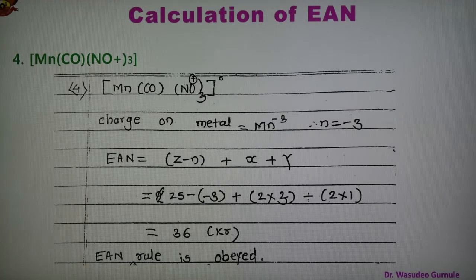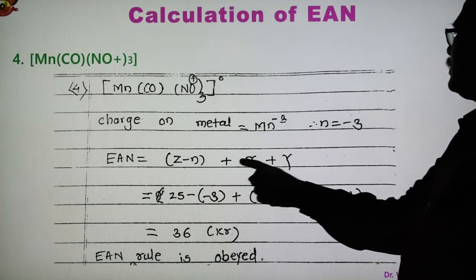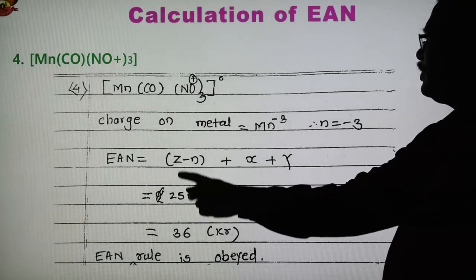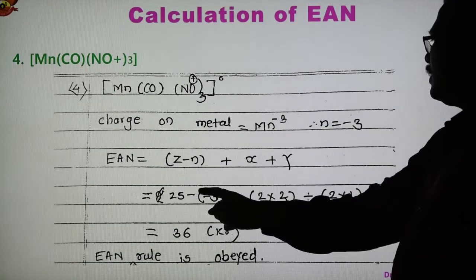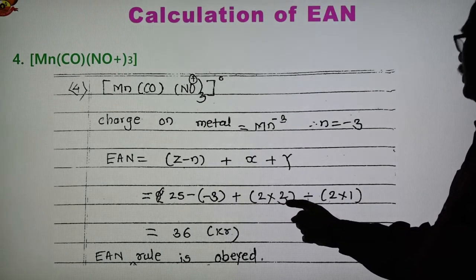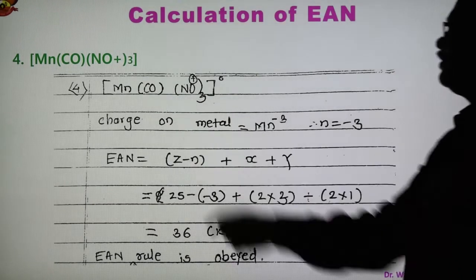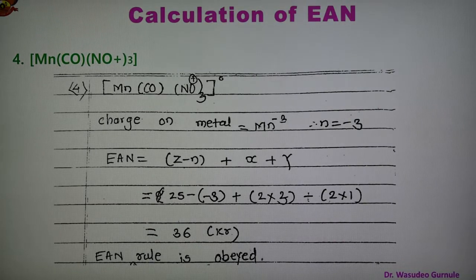So the formula to calculate it is EAN equals Z minus n plus 2x plus 2y. The atomic number of Mn is 25, so Z is 25, minus (minus 3), plus 2 into 3 because nitrosyls are 3, plus 2 into 1, where 1 is the other ligand. After adding all these values, we obtain the value 36, the atomic number of krypton. Therefore we can say that this metal nitrosyl also obeys the EAN rule. So this is the fourth example. We show that this metal nitrosyl also obeys the EAN rule.